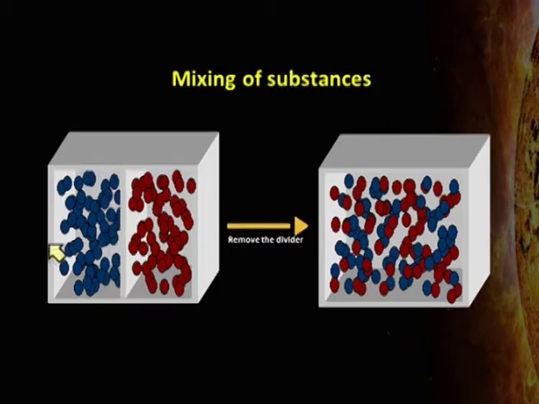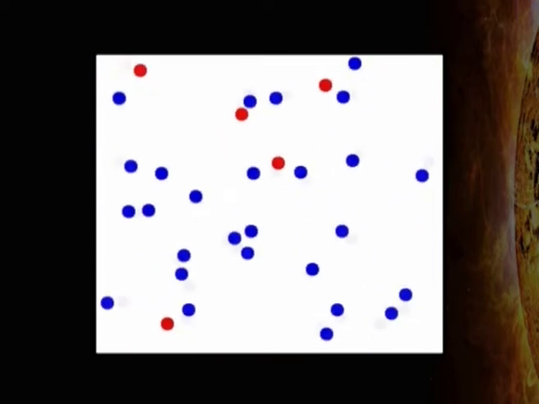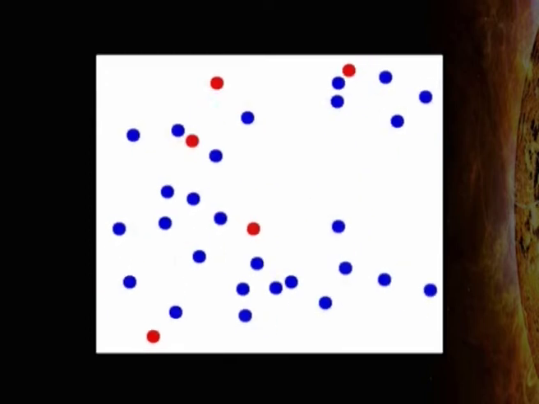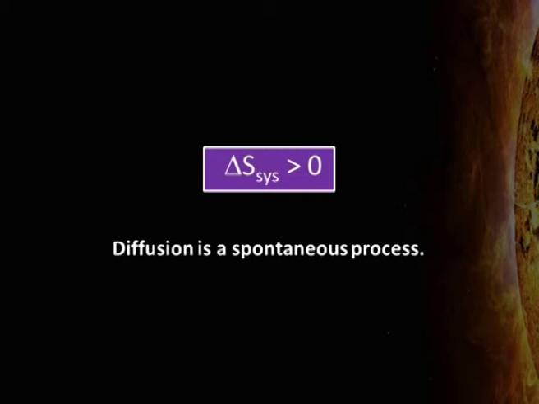Here, two gases are separately enclosed in two different chambers. If this separation is removed, then these two gases will be mixed up. Here you can see that the mixed gases are more disordered than the separated gases, and delta S system will be greater than 0. We know from experience that diffusion is a spontaneous process.